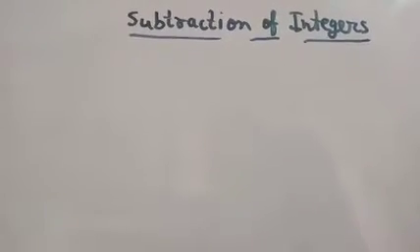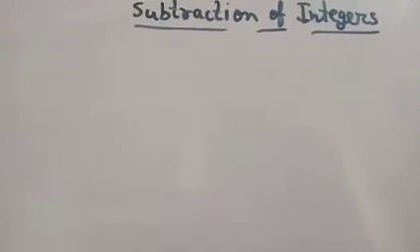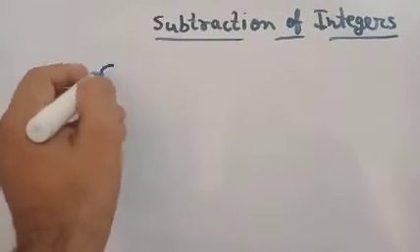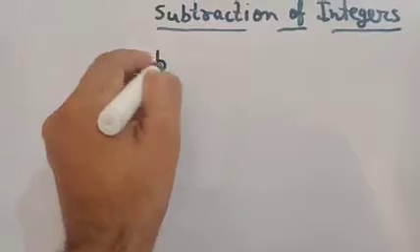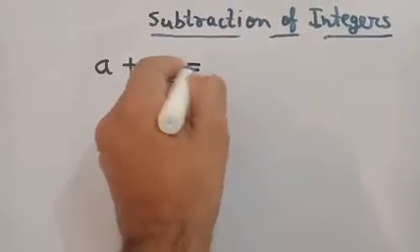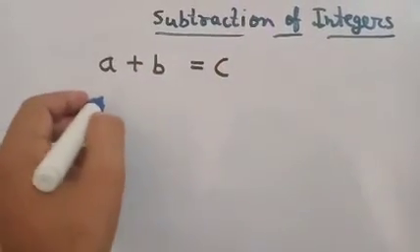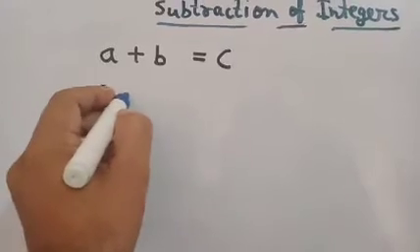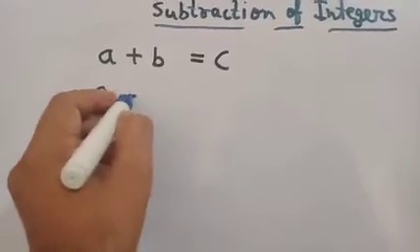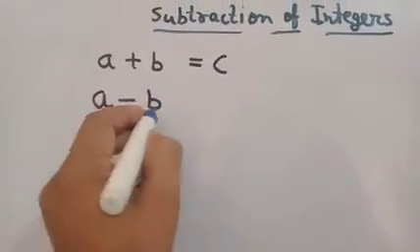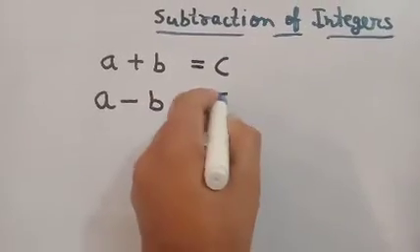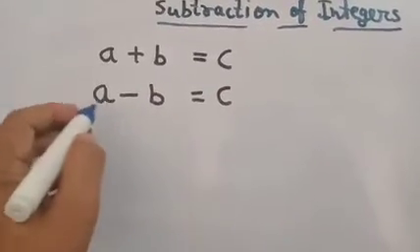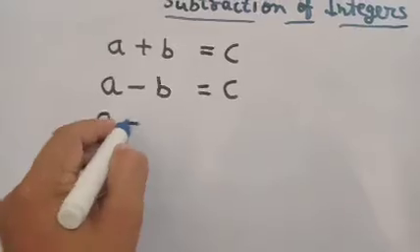So, ready? Subtraction of integers will remain the reverse of the addition of integers. Means, if we add two integers, the result is an integer, but in subtraction, if we subtract two integers, the result is also an integer, but subtraction is the reverse of addition.